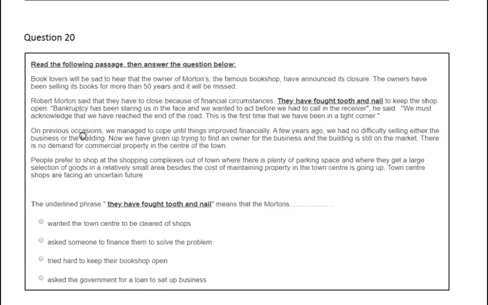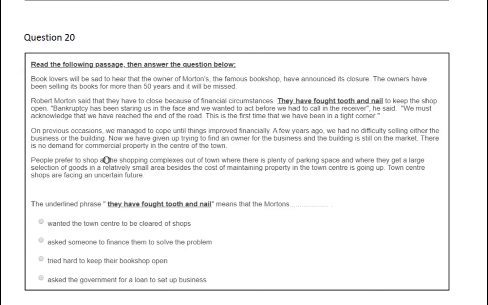On previous occasions, we managed, we were able to. It was difficult, but we managed to cope until things improved financially. A few years ago, we had no difficulty selling either the business or the building, one of them. Now we have given up. We quit the idea. We have given up trying to find an owner for the business, and the building is still on the market.